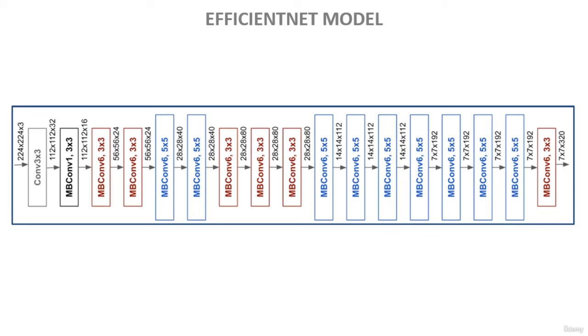If we look at the architecture diagram on the screen, we can see that first a baseline network is designed by performing neural architecture search, which is a technique for automating the design of neural networks. It optimizes both the accuracy and efficiency, as measured on a floating point operations per second, also called FLOPS, basis.